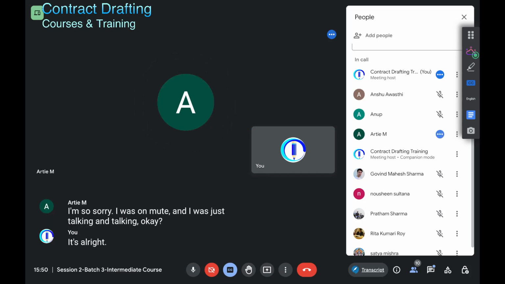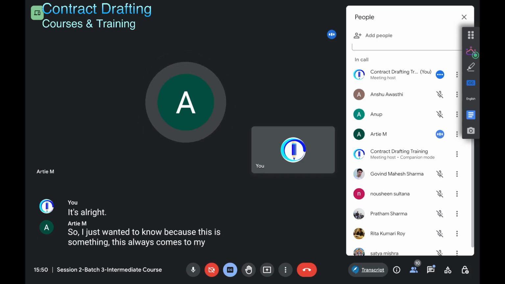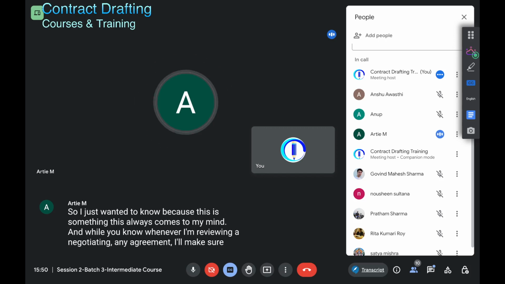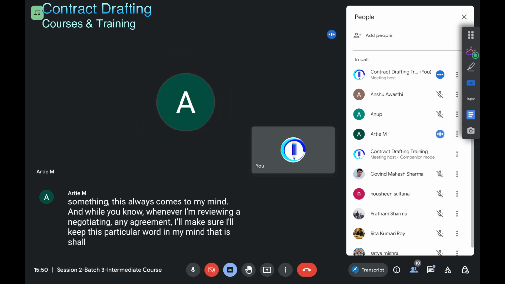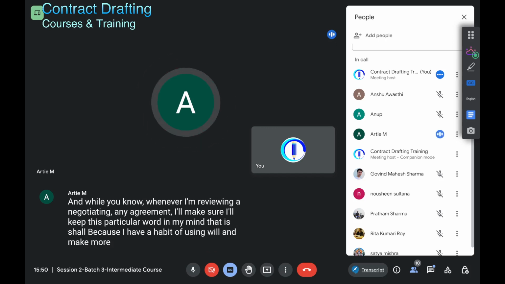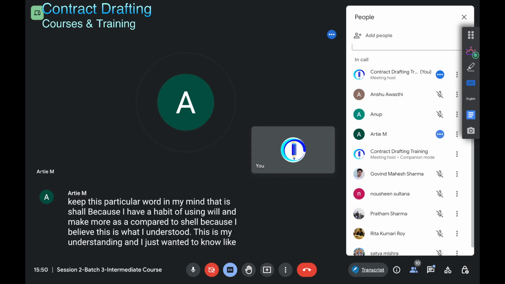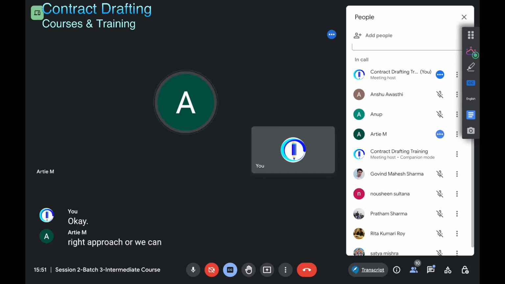I just wanted to know, because this always comes to my mind whenever I'm reviewing or negotiating any agreement, I make sure I keep this particular word in mind, that is shall. I have a habit of using will and may more as compared to shall, because this is what I understood. This is my understanding, and I just wanted to know whether it is actually the right approach, or we can use other words as well.